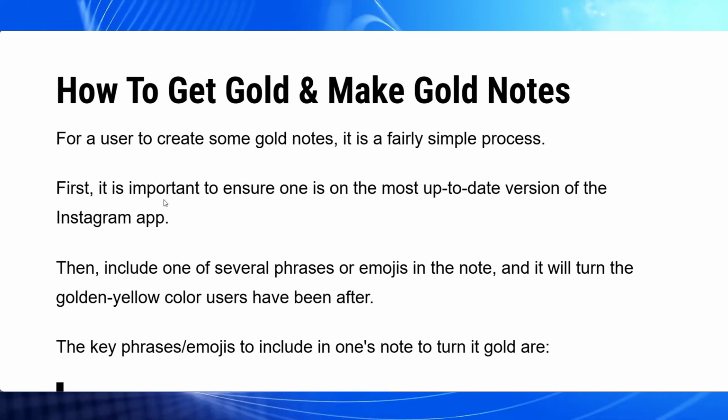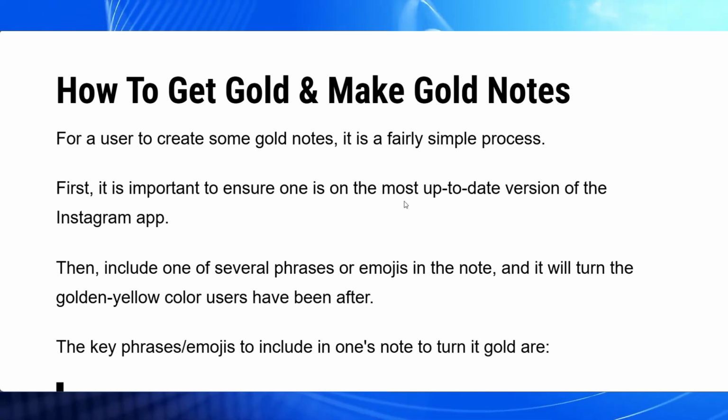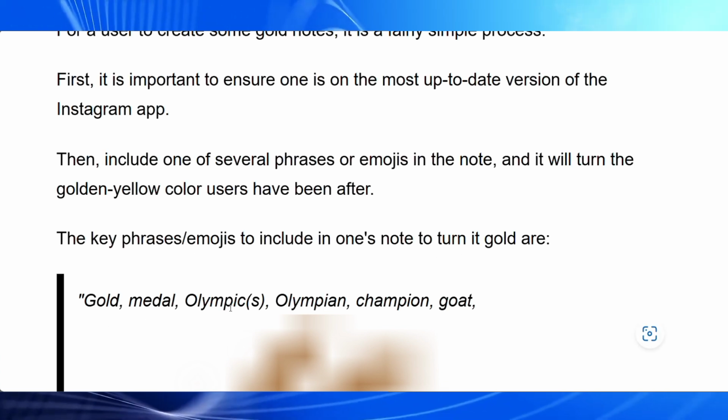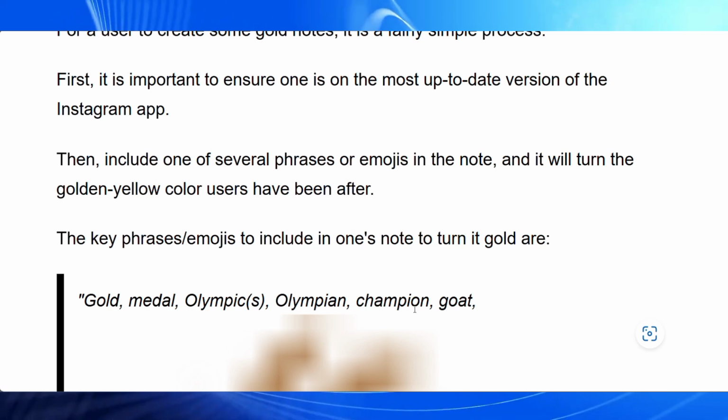What you have to do is mainly update your Instagram application to the latest version, then include one of the several phrases or emojis in the note, and it will turn the yellow color, or you can use it as gold. The key phrases are you can add gold, medal, Olympics, Olympian, champion, or the GOAT button to simply get this golden note option or feature available on your Instagram application.